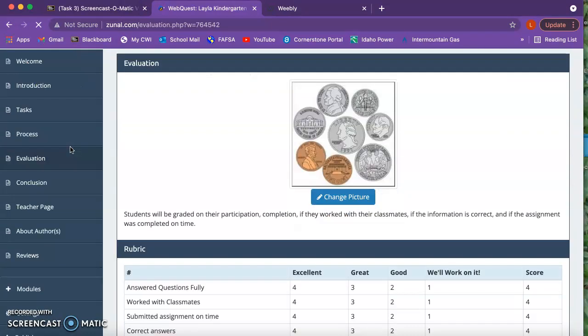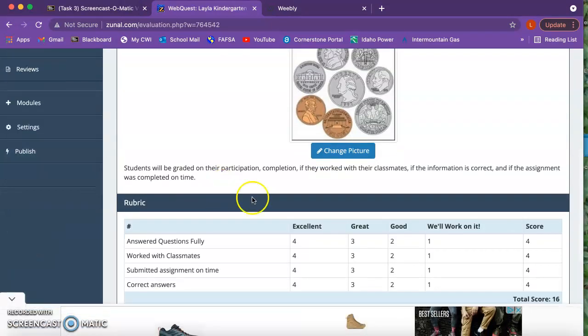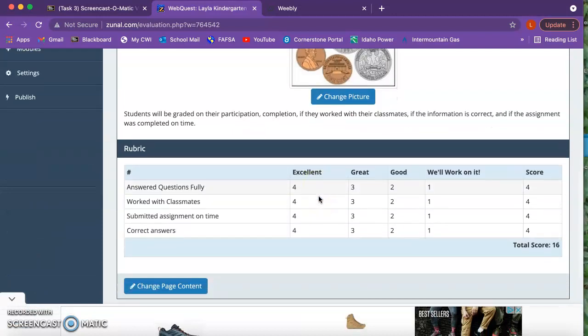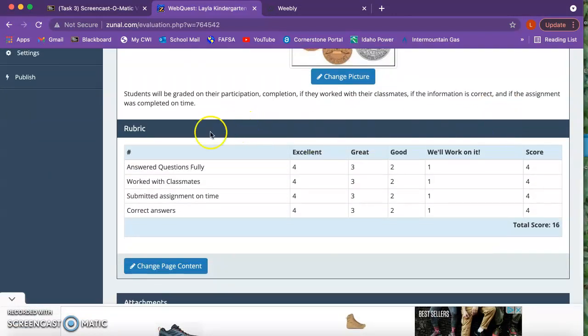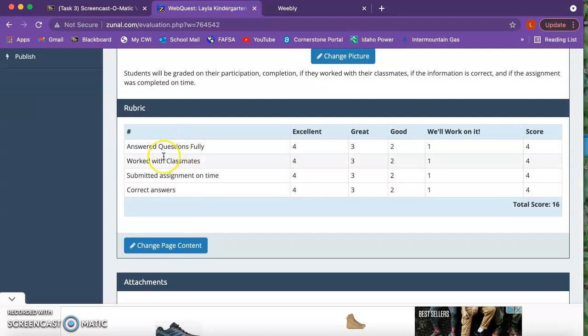Alright, so to the evaluation, it's a really simple rubric. Students will be graded on their participation and completion, if they worked with their classmates, and if the information is correct, as well as if the assignment was completed on time. So if they answered the questions fully, worked with classmates, submitted the assignment, and had correct answers, it was on a 4-point scale with a total of 16.